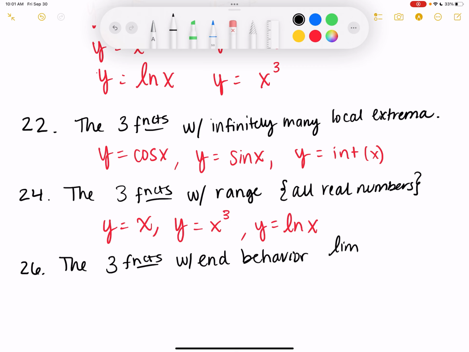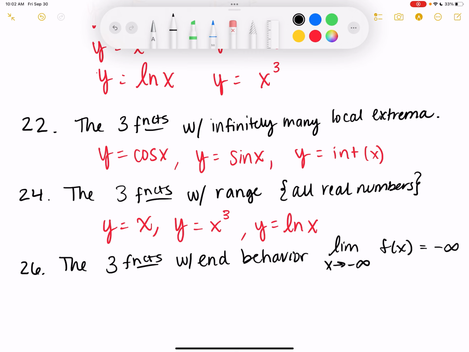All right, the three functions within behavior. The limit as x approaches negative infinity of f of x equals negative infinity. So that means as x gets really, really far negative, really far to the left, y goes to negative infinity. The limit, as x gets really small because it's in the negative direction, y also gets really, really small. So it's going down and to the left, back and down.